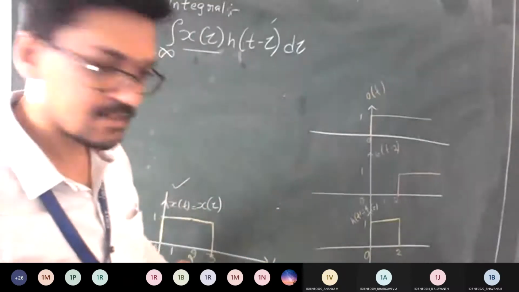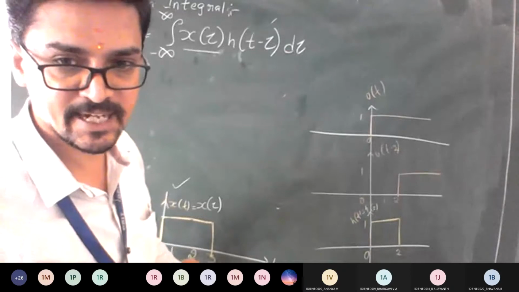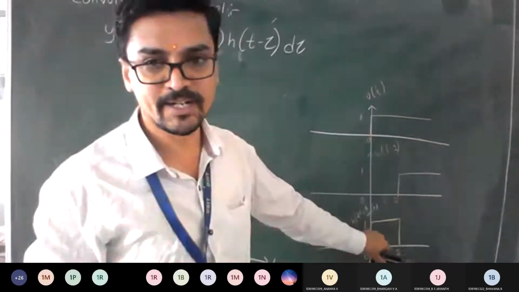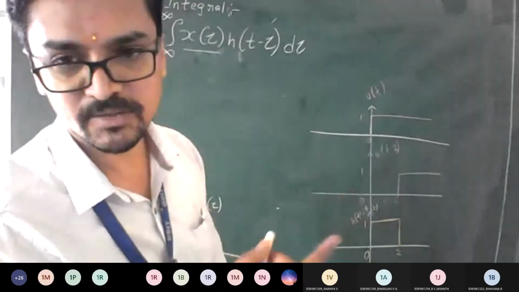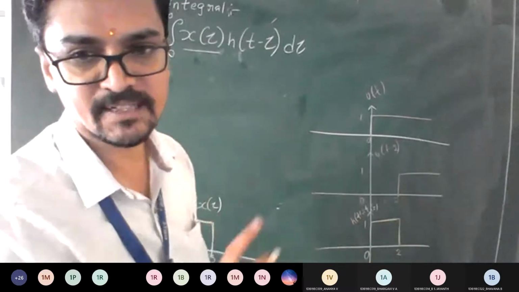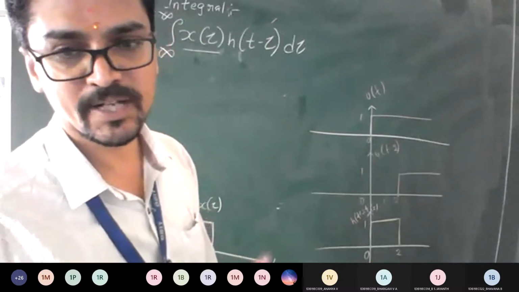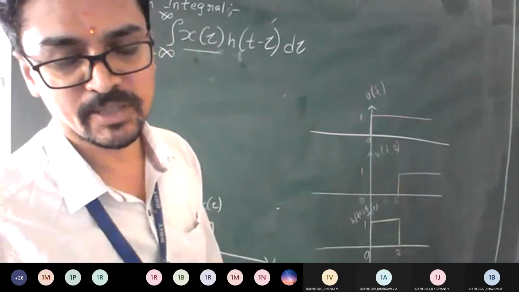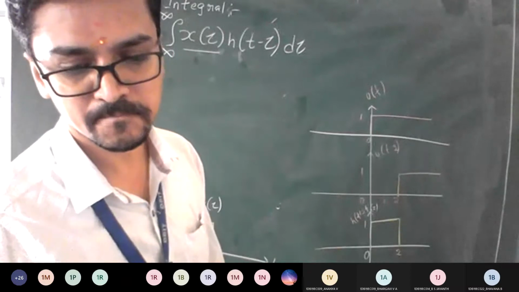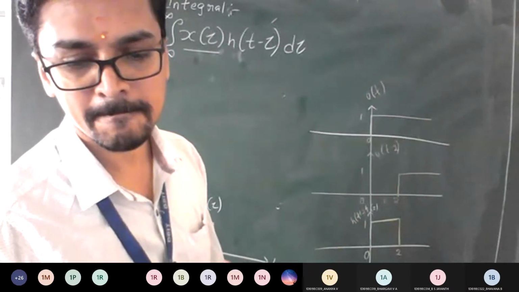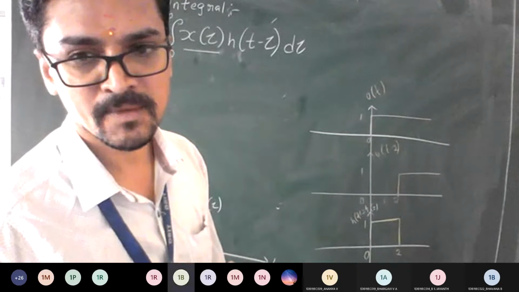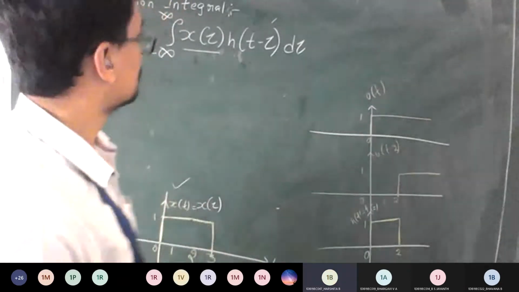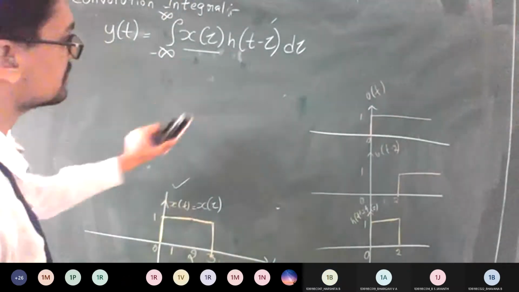How did I get 5? The interval of x of t is ending at 3 and h of t is ending at 2, right? So you need to check the sum of the two. So it is ending at 5, and you need to vary till 5. Is it okay till here? Shall I proceed? Yes, sir. Okay, good.